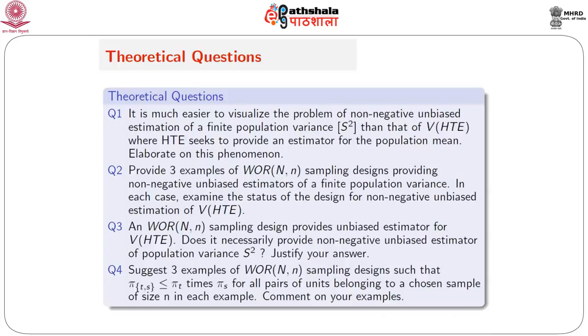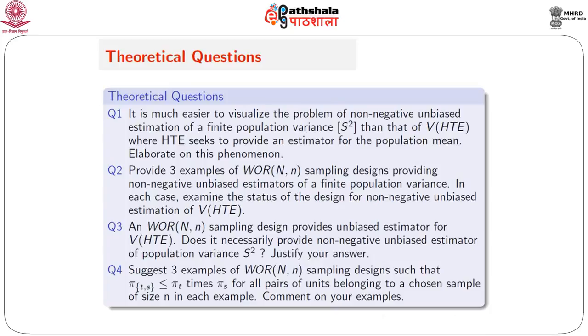Please read the next one. A without replacement N, n sampling design provides an unbiased estimator for the variance of the Horvitz-Thompson estimator. Does it necessarily provide a non-negative unbiased estimator of the population variance capital S squared? Justify your answer. It's again a good, trivial but interesting question.